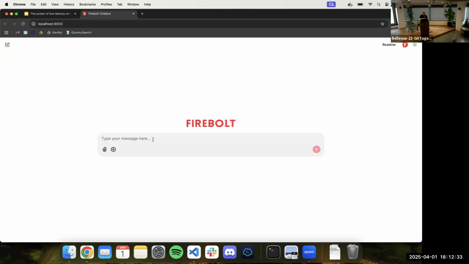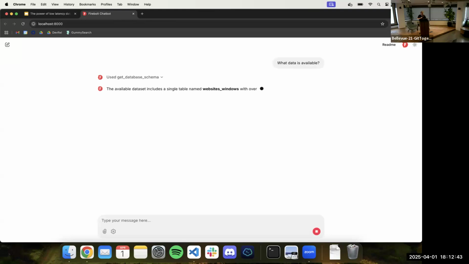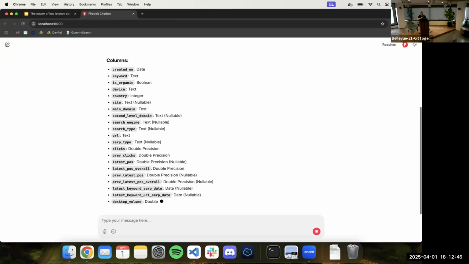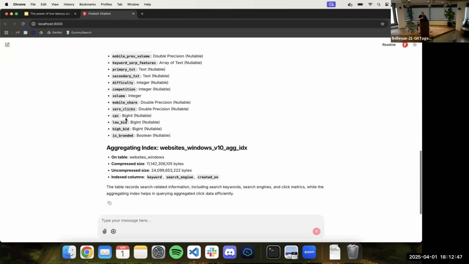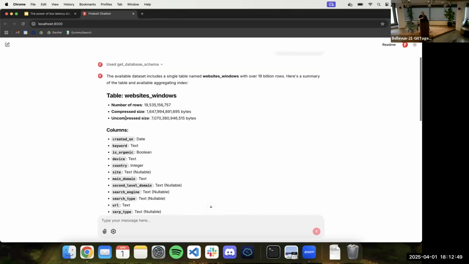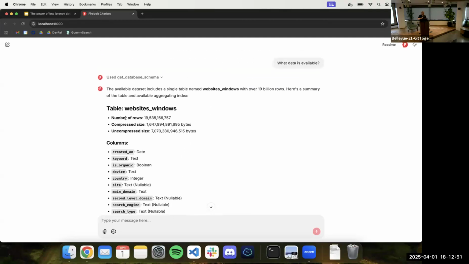So I'm going to have to ask or type with one hand here, but we can ask what data is available. And this chatbot's going to boot up a Firebolt engine. It's going to run a SQL query to go ask, and it's going to give us the entire schema of what's in this data set that we have from SimilarWeb.